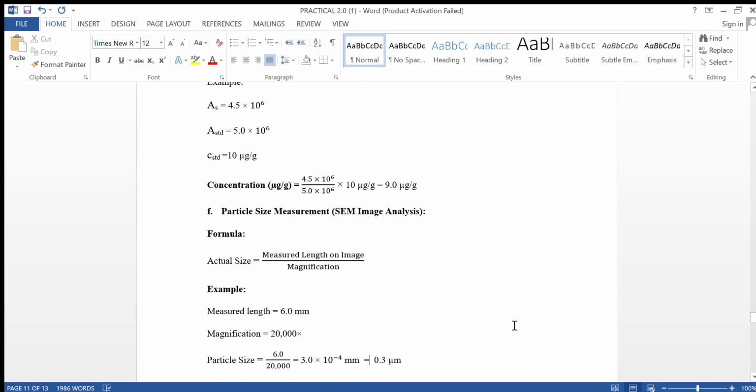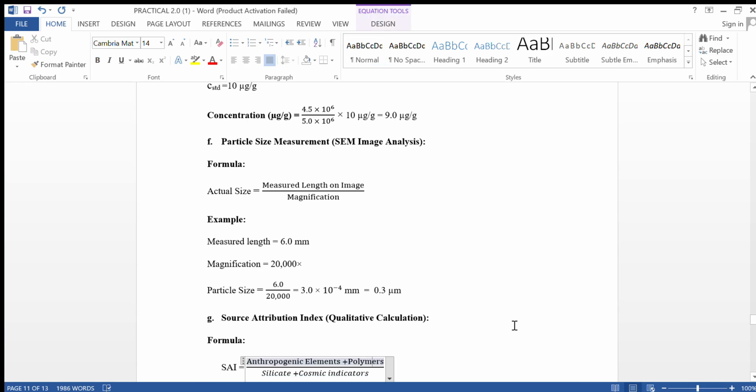Particle size measurement, SEM image analysis. The formula is actual size equals measured length on image over magnification. These are the values: measured length is 6.0 mm, magnification is 20,000 times, and by dividing the values we get a particle size of 0.3 micrometer.